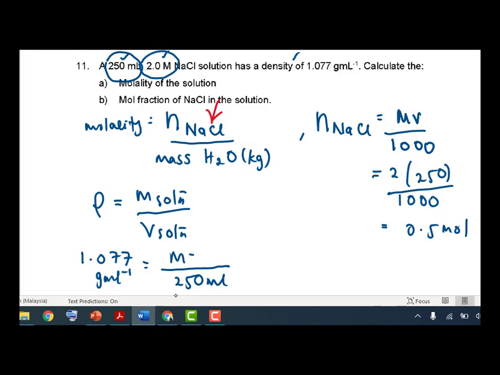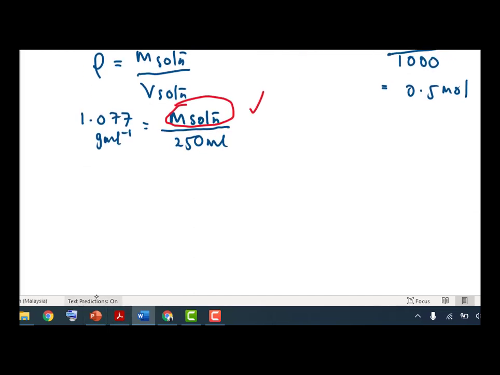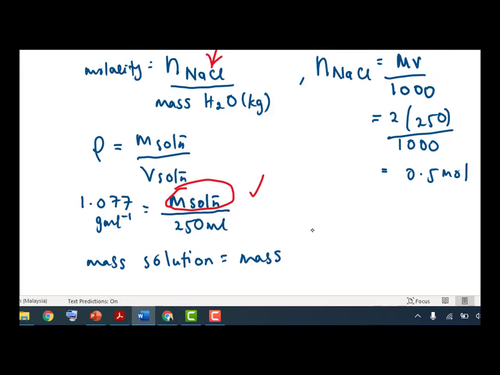So can you calculate the mass of solution? Yes, of course you can. Why do you have to find the mass of solution first? Because we know that total mass of solution is equal to mass of the solute, which is NaCl, mass of NaCl plus mass of water, right?